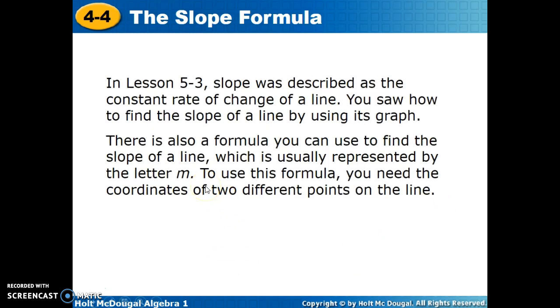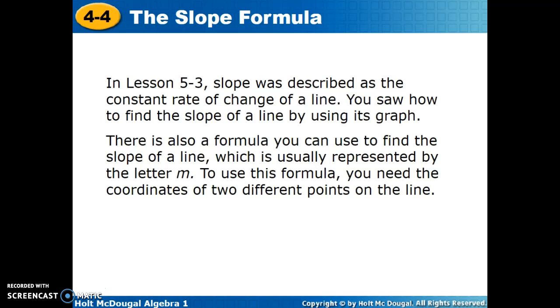You guys have talked about rates of change and slope as far as rise over run. This should say in lesson 4.3 instead of 5.3. Slope was described as the constant rate of change of a line because the line has the same slope no matter where you are on it. You saw how to find the slope of a line by using its graph.